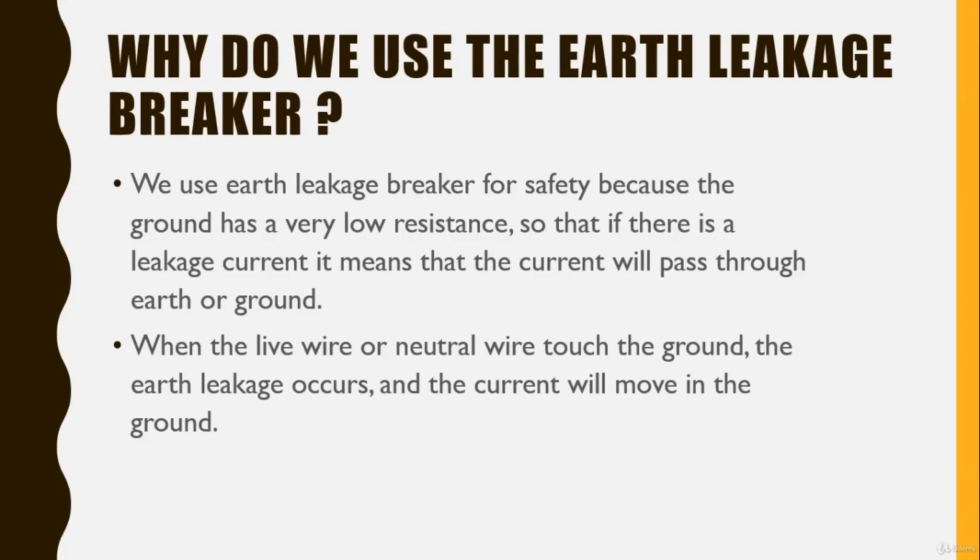I will simplify it more. The current must move from the voltage source or the main supply to the load, then go back to the main supply, again from the main supply to the load, and so on. But if it doesn't move in this way, there is something wrong, which is called leakage. So a leakage occurs when the live wire or neutral wire touch the earth. Usually leakage happens by an accident. It might happen due to the load, due to bad insulation in the wires, or when touching exposed wires.